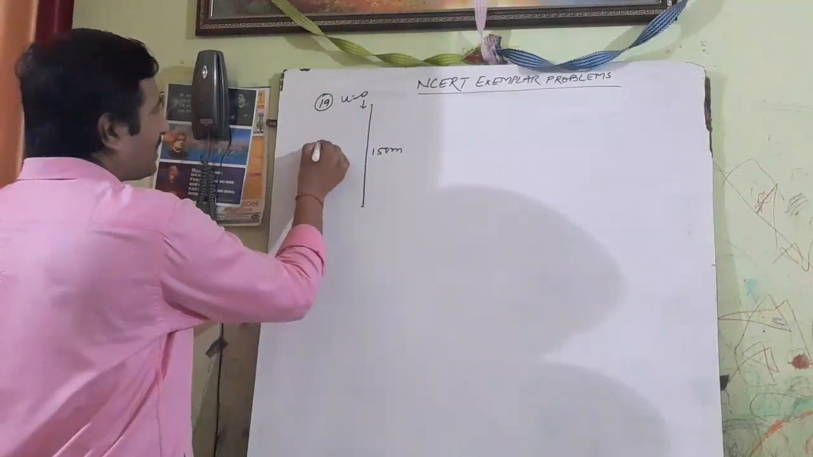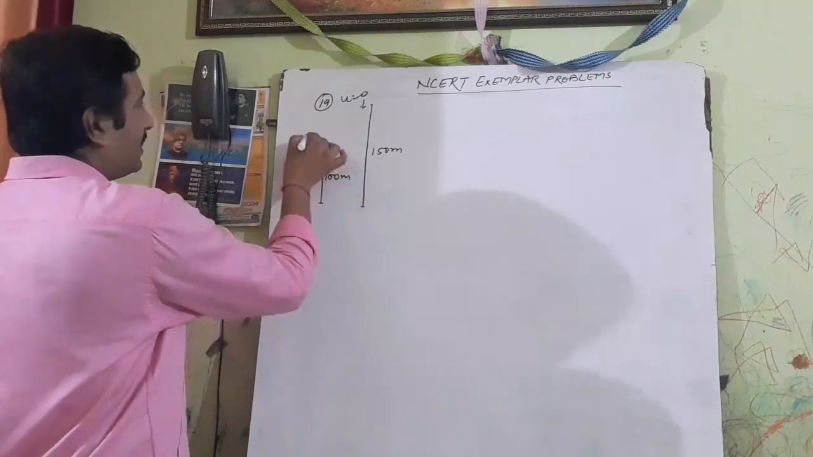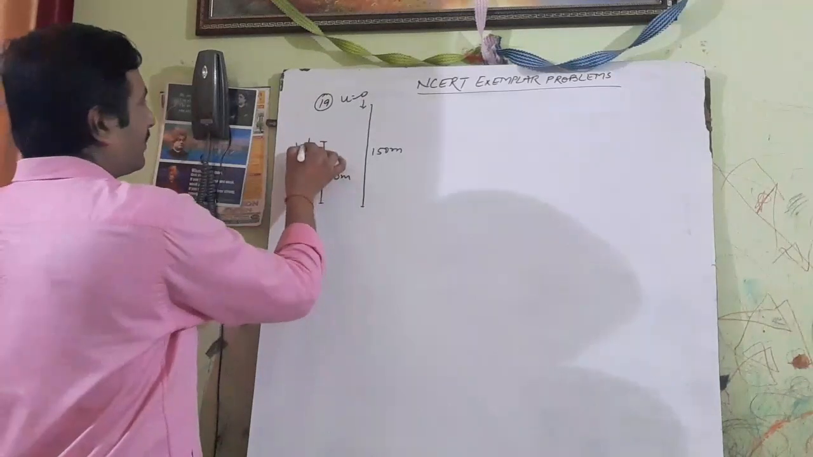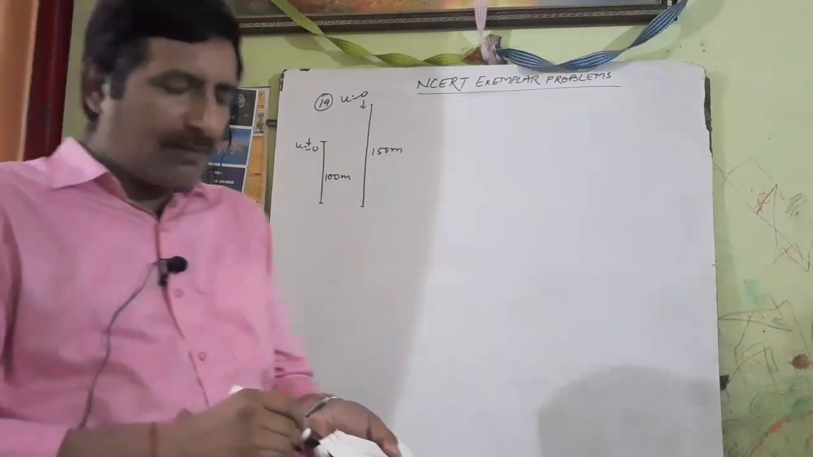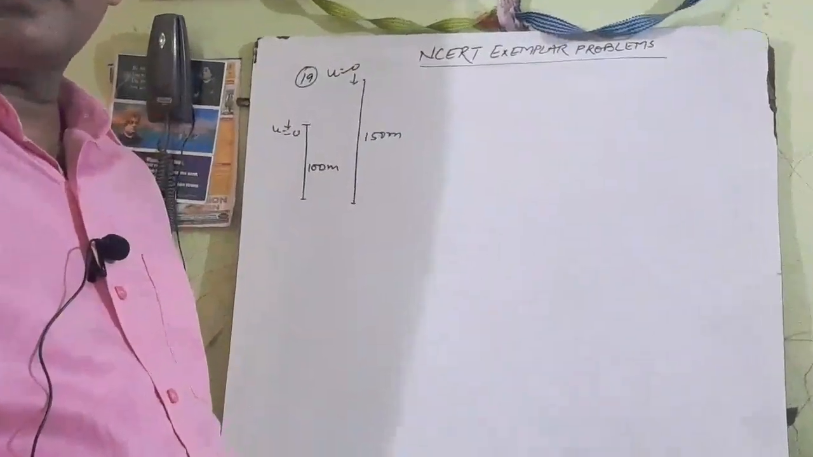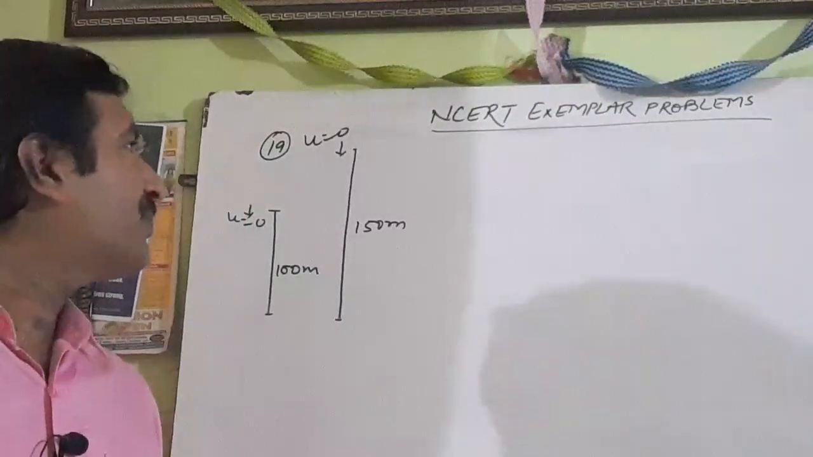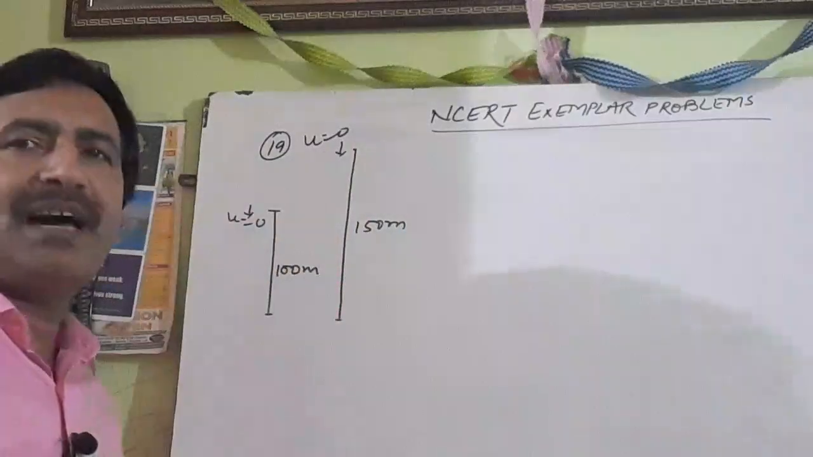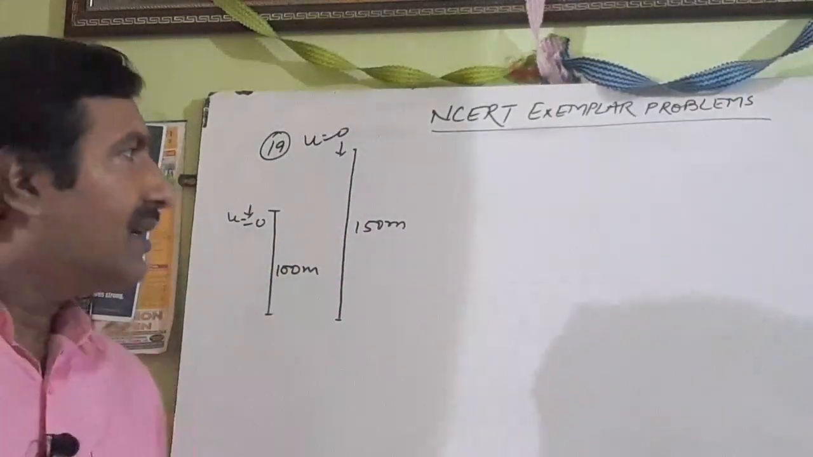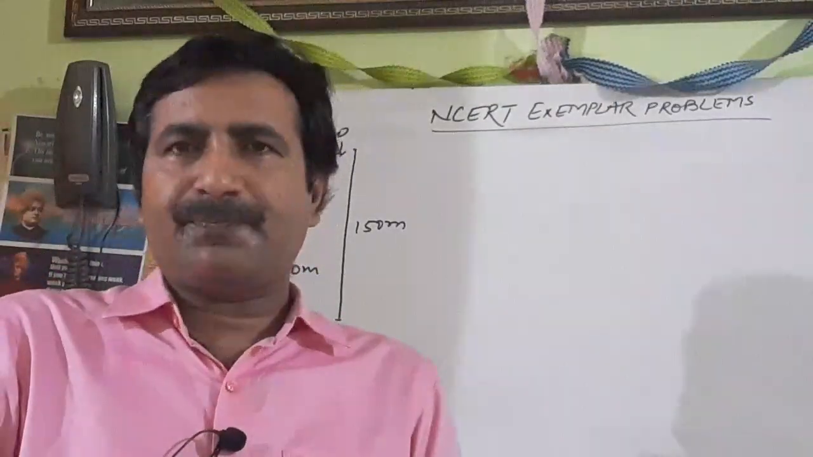There is another object at height 100 meter. It is also dropped from rest. U is equal to 0. So the initial velocities of both the objects are the same. They are dropped from rest, so their initial velocities are 0. One has been dropped from a height of 150 meter and the other from a height of 100 meter. Means we will discuss the motion of two different bodies.